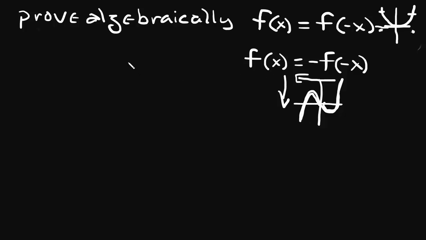Now, how do we actually go about proving algebraically that a function is odd or even? And what does it even mean to prove it algebraically? Why would one even care? Let's take a concrete example. Let's take negative 3x squared plus 4, and we'd like to prove that this is indeed an even function.